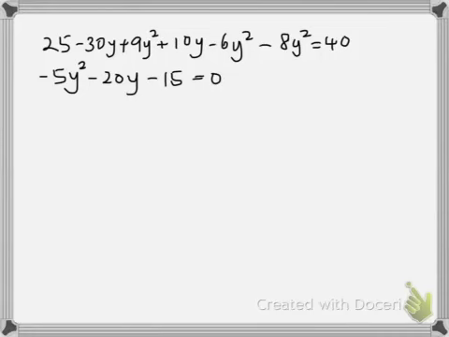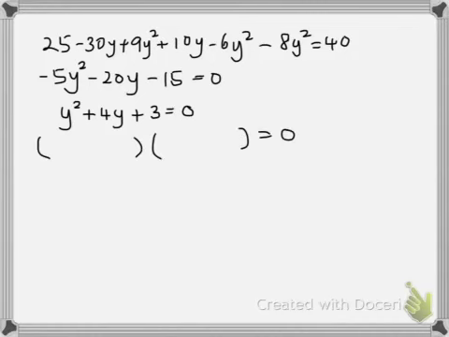Okay? And then if you look at the terms now, all are negatives, and all are multiples of 5. You have 5, 20, and 15. So again, you can divide everything by negative 5. Then you get y squared plus 4y plus 3. Okay? And then now you can factorize this and say it's y plus 1, y plus 3. So again, y would be negative 1 or y is negative 3.